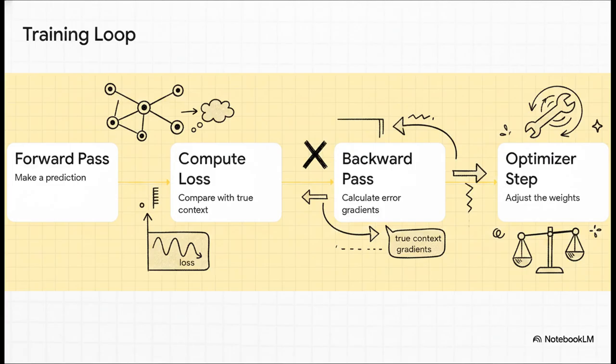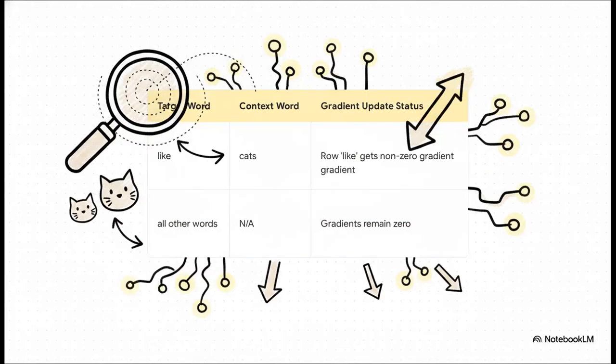First, the forward pass makes a prediction. Second, we compute the loss against the true context word. Third, the backward pass calculates the error gradients. And finally, the optimizer steps in to adjust the weights. And this repeats thousands, millions of times. Tracing this math on a microscopic scale is honestly fascinating. When the target word like tries to predict the context word cats, backpropagation computes the gradients for the whole embedding matrix.